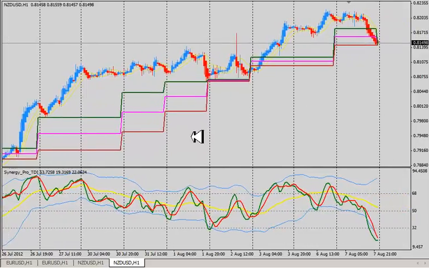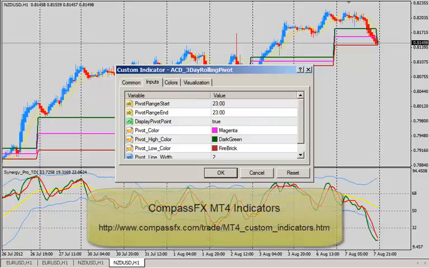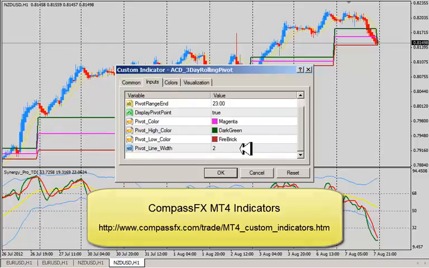Now the tool that we use in this case is simply the ACD 3-day rolling pivot, and you can find it at this website, or simply go to the Compass FX homepage, click on the icon MetaTrader 4 indicators, and you will find this indicator. You can set the range start time and end time per day. It's flexible. You can show the pivot if you want to. If you select that false, you won't see the pink colored pivot. You can change the colors, and you can change the thickness of the line.